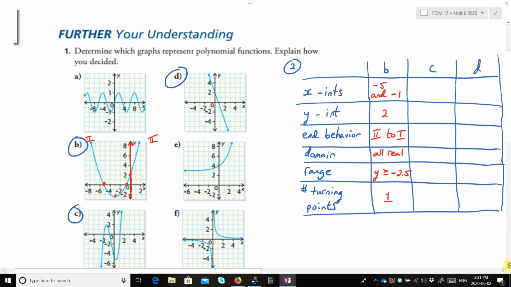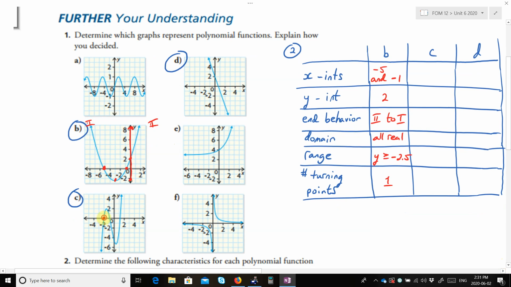Okay, for letter C, the x-intercepts are here at -2, -1, and +1. The y-intercept looks to be down there at -4. The end behavior seems to go from quad 3 to quad 1. The domain is all real because the graph goes from left to right forever, covers the whole x-axis, and it goes up and down forever, as you can see with the arrows, right? So all real for the range as well.